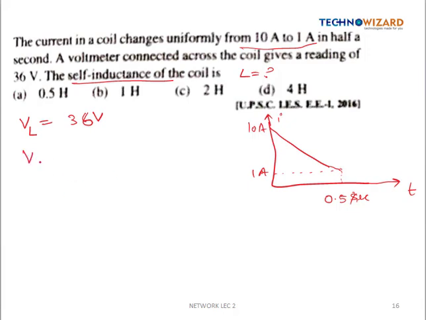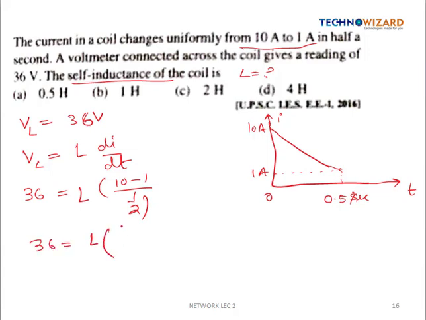So we know that voltage across an inductor is given as L di by dt. They have given us 36 volt. We need to calculate the value of L, and di is the change in current. So 10 minus 1 divided by dt, which is the change in time. So 0.5 minus 0, it will be 1 by 2, right? So it will be 36 is equal to L into 9 into 2. So here the value of inductance is coming as 2 Henry, right? So option C is correct.